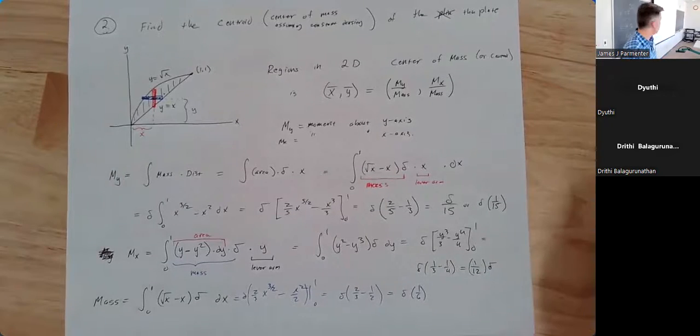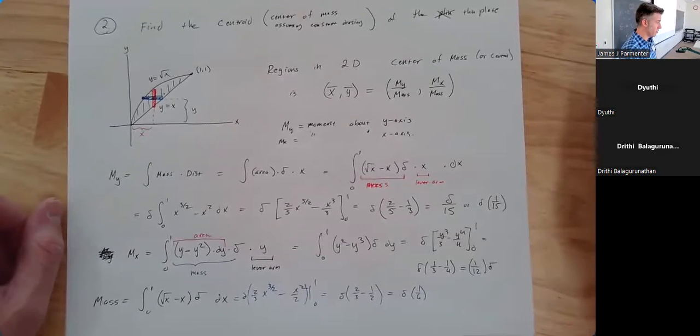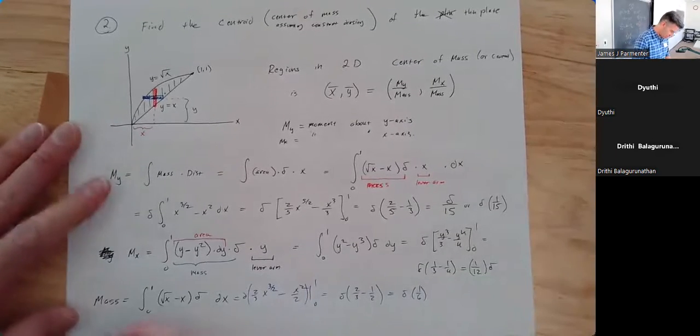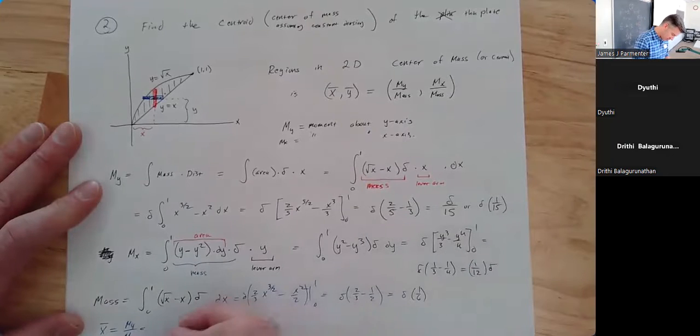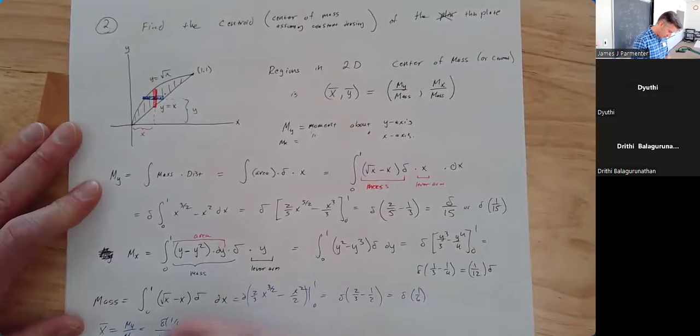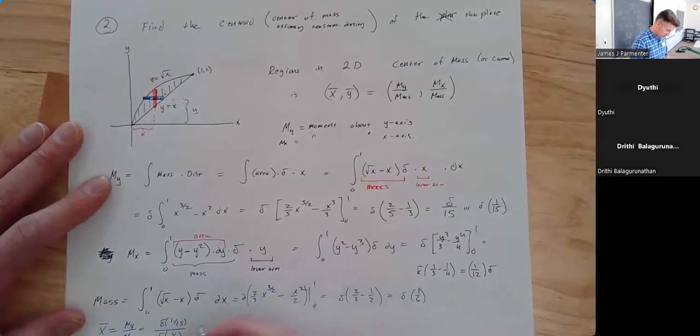Okay, here's what's nice when you're finding something with a constant density. The densities are always going to cancel out when you're finding the centroid or the center of mass. My x bar is going to be my My over the mass, which is my delta times 1/15 over my delta times 1/6. Those deltas definitely cancel, and so you end up getting 6/15, which reduces to 2/5.